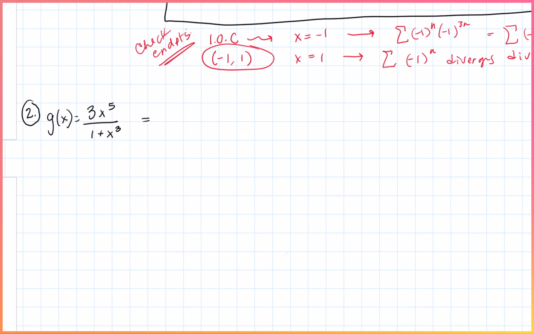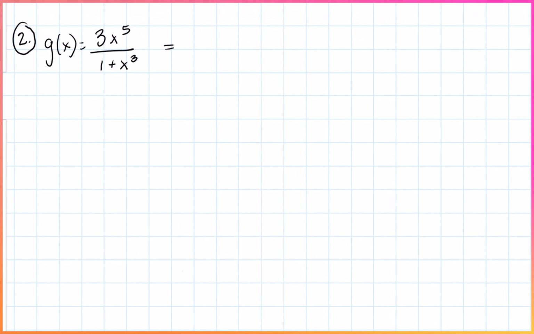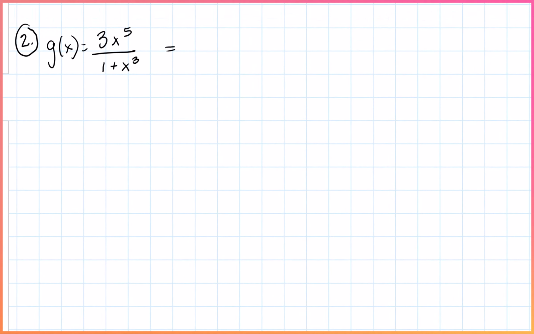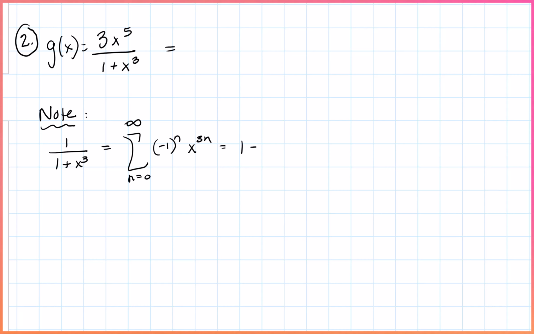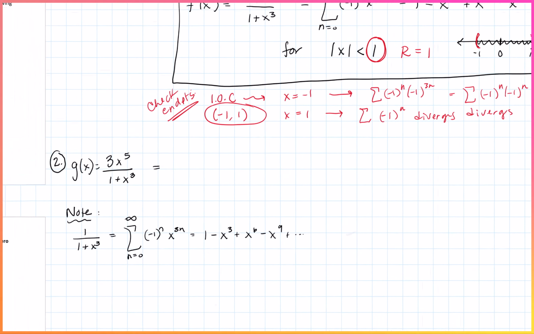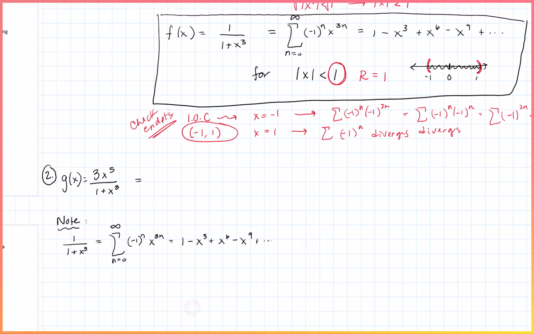Let's look at one where we take what we just did for 1 over 1 plus x cubed, and let's just rewrite that. Since we just did that problem, we just showed that 1 over 1 plus x cubed was equal to the power series representation from n equals 0 to infinity of negative 1 to the n x to the 3n, which was 1 minus x cubed plus x to the 6th minus x to the ninth, and so on and so forth. We did that right up above.